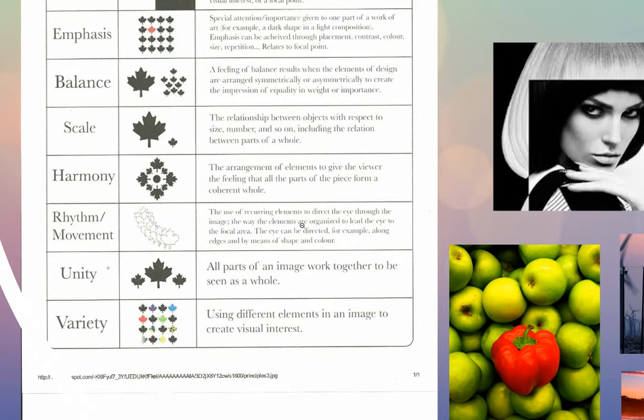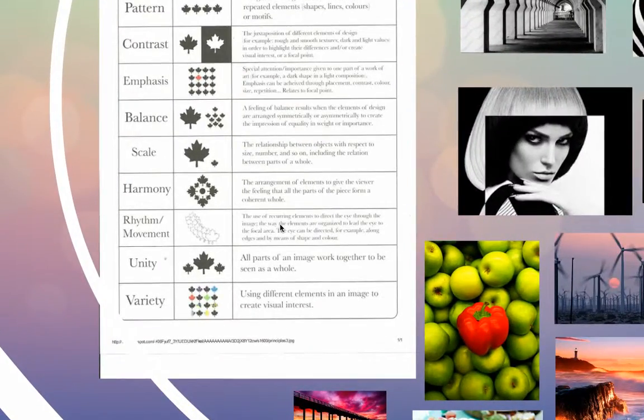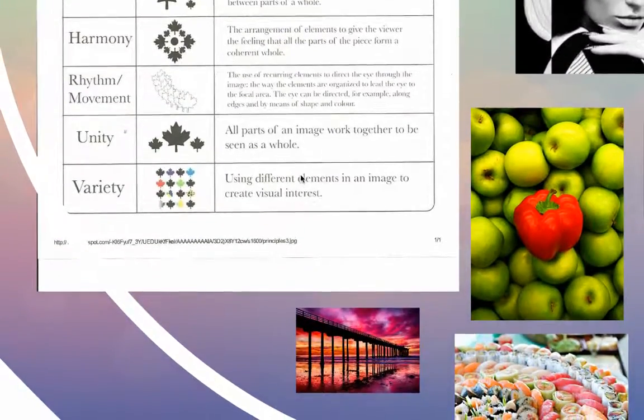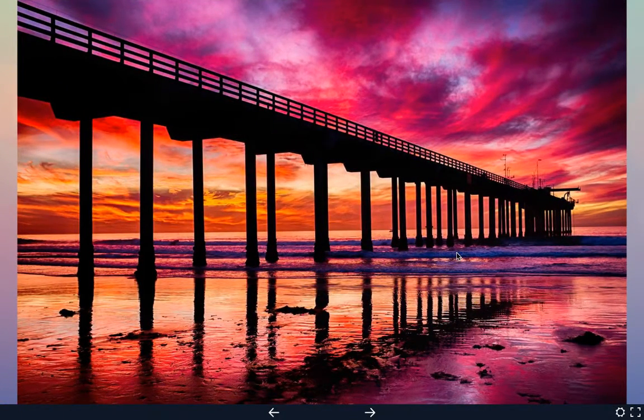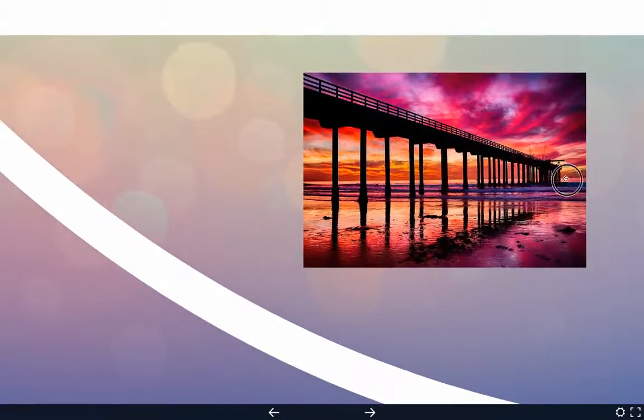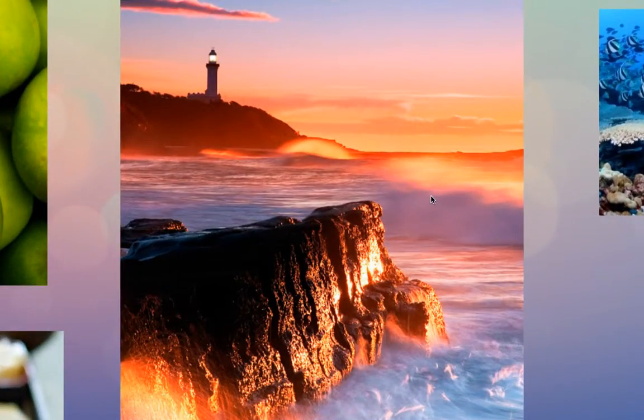Unity. Unity is taking a bunch of different things, all right, and it is making those things come together to be seen as a whole. So example, we'll take this one, all right. Sorry, this is another example of rhythm. Okay, we can see that these pillars getting smaller and smaller and smaller out to the distance. But it also is a good example of unity as well. But this is a better example of unity.